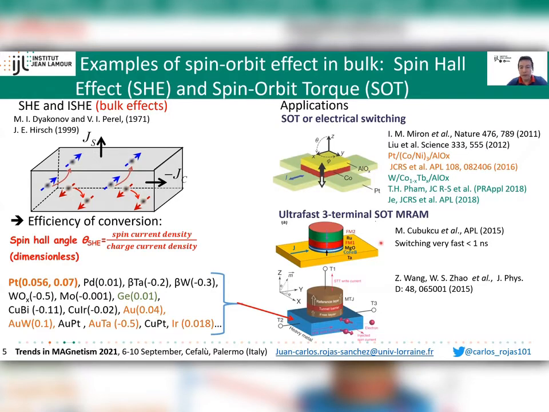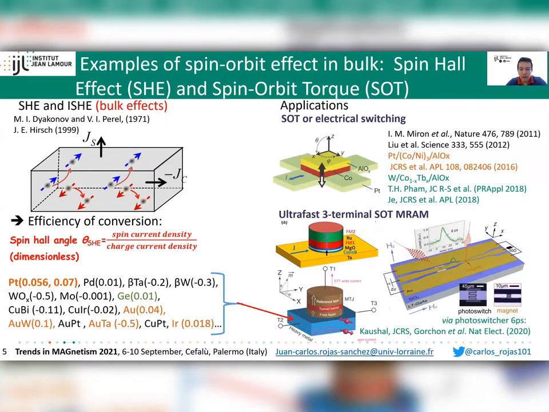So what's interesting is that they found that the switching is very fast, below 1 nanosecond. This is really very appealing for applications. Even more recently, at the Institut Jean Lamour in Nancy, in a study led by Jon Gorchon, we have shown that via photo switching, we can switch the perpendicular magnetization with just a few picoseconds.